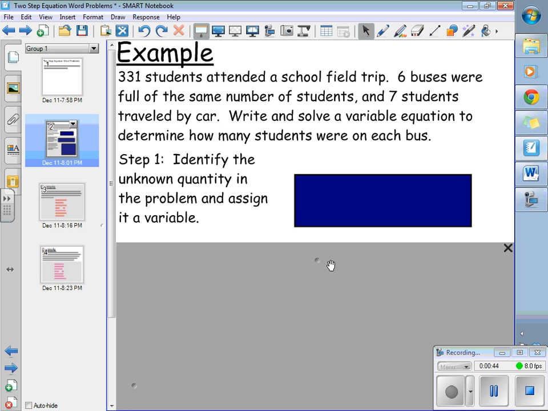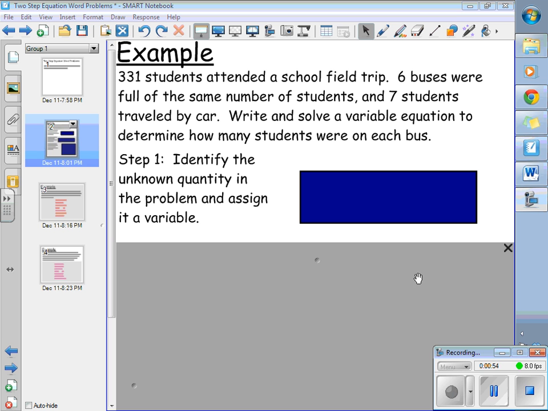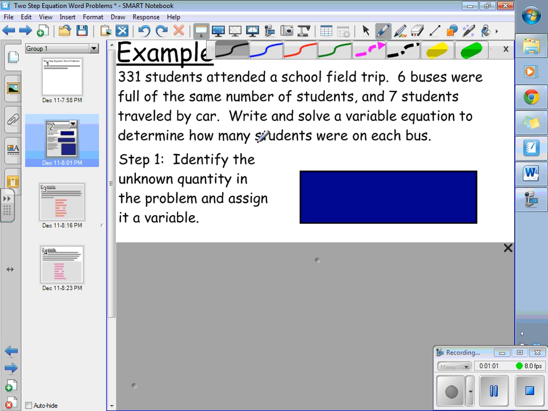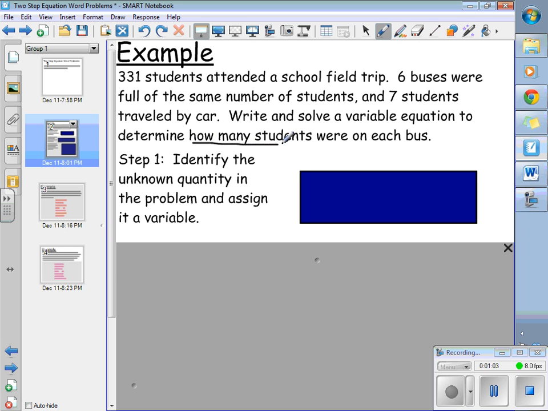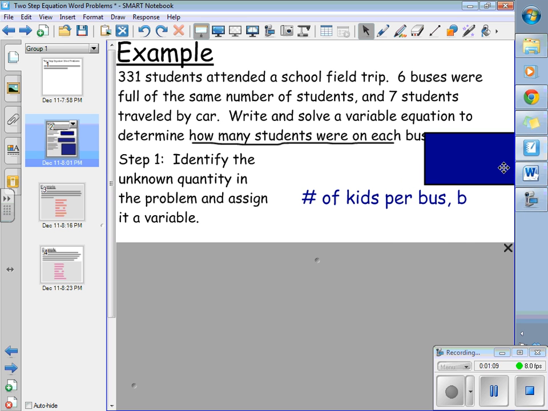So step 1 is to identify the unknown quantity in the problem and assign it a variable. So for this word problem, the unknown is how many students are on the bus. So for us, it's the number of kids per bus, and the variable that we will use is B.